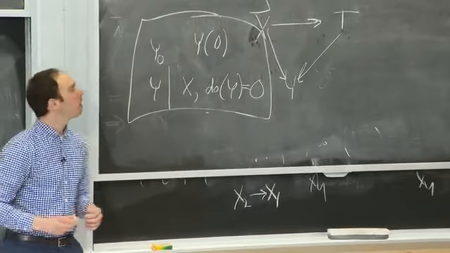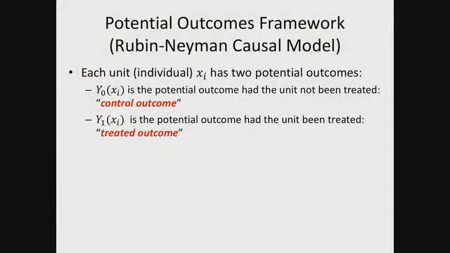Okay? So y0 corresponds to what would have happened to this individual if you gave them treatment 0. And y1 is the potential outcome of what would have happened to this individual had you given them treatment 1. Right, so you can think about y1 as being given the blue pill, and y0 as being given the red pill.